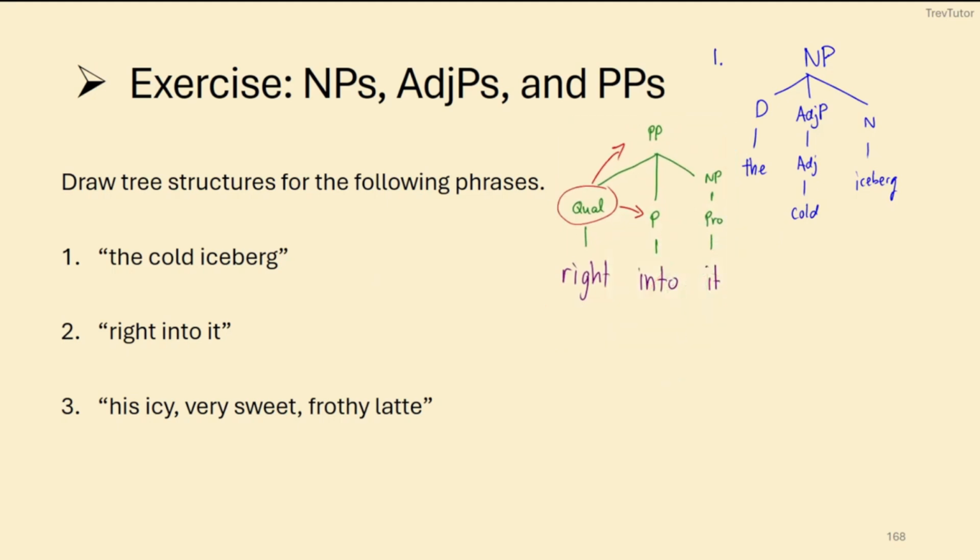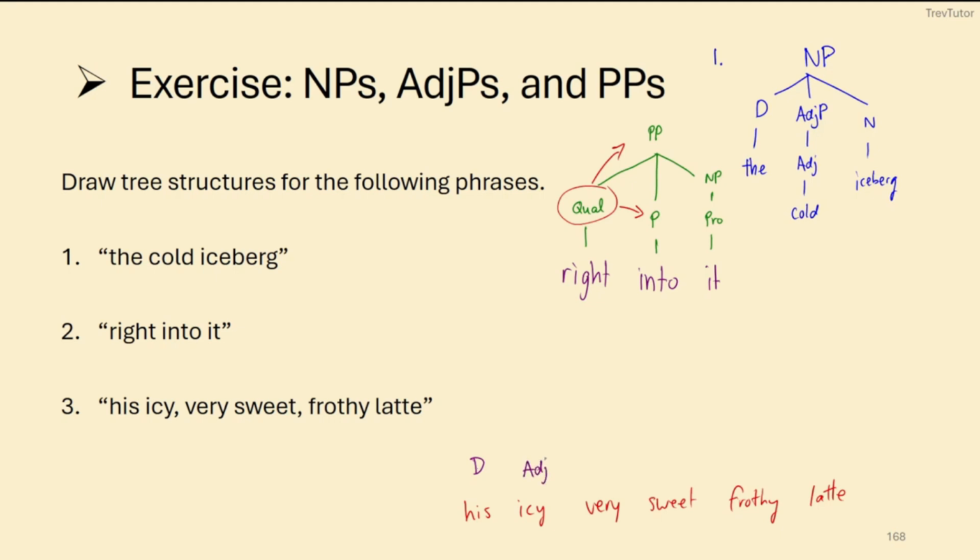Now let's think about his icy, very sweet, frothy latte. And let's do the bottom-up approach again. So his icy, very sweet, frothy latte. Now we do not need to put commas when we do our syntactic trees, so we just omit them. So his will be a determiner because it's introducing some noun after it. It's the specifier of the noun phrase for his latte.